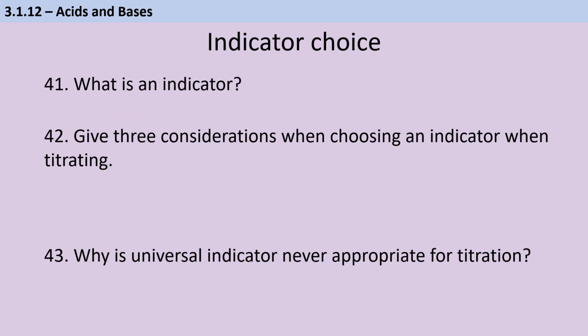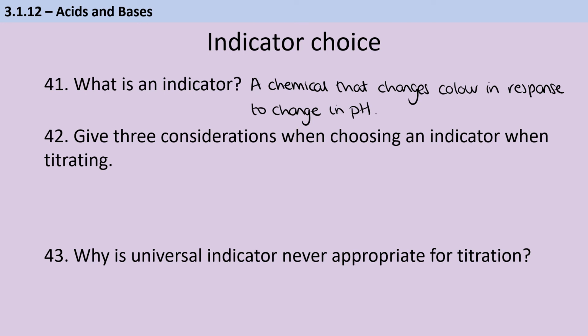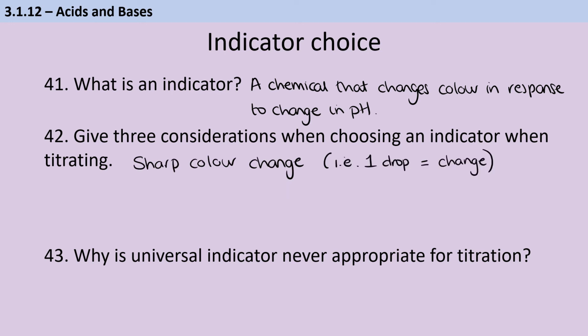An indicator is a chemical that changes colour in response to changes in pH. When you're choosing an indicator, there are some things you need to bear in mind. One is that you want a really sharp colour change. In other words, you want something where if you add one more drop of acid or one more drop of alkali, you're going to see a colour change that is happening straight away and is very, very clear.